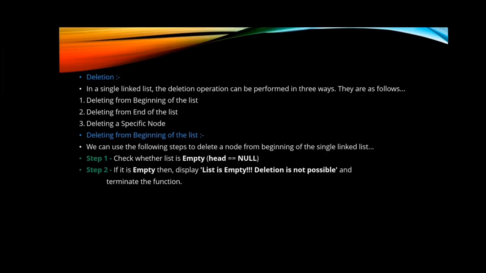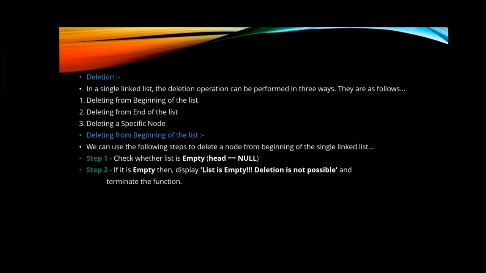In a single linked list, the deletion operation can be performed in three ways. They are as follows: deleting from beginning of the list, deleting from end of the list, and deleting a specific node. First of all, we will look into deleting from beginning of the list. We can use the following steps to delete a node from beginning of the linked list.